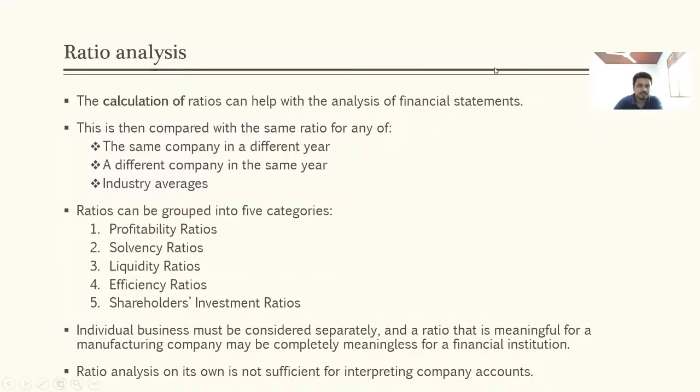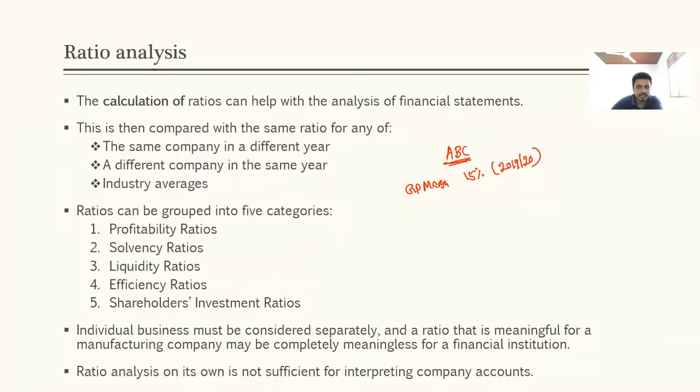And here, the calculation of ratios can help with the analysis of financial statements. That is one technique we can use to analyze financial statements. Then what it has mentioned: this is then compared with the same ratio for the same company in a different year, a different company in the same year, or the industry average. Assume ABC company has a GP margin of 15% for the financial year 2019-20.